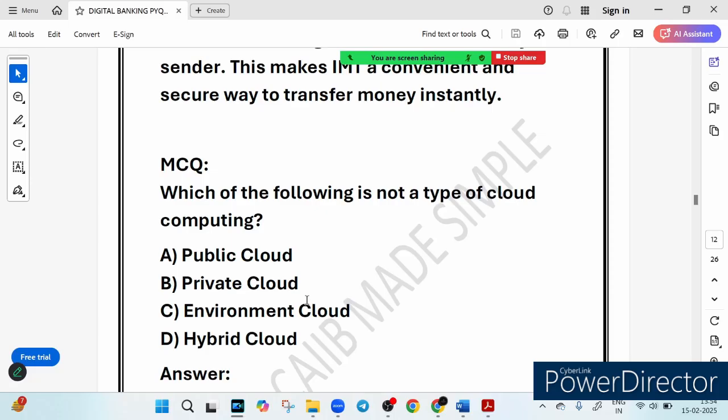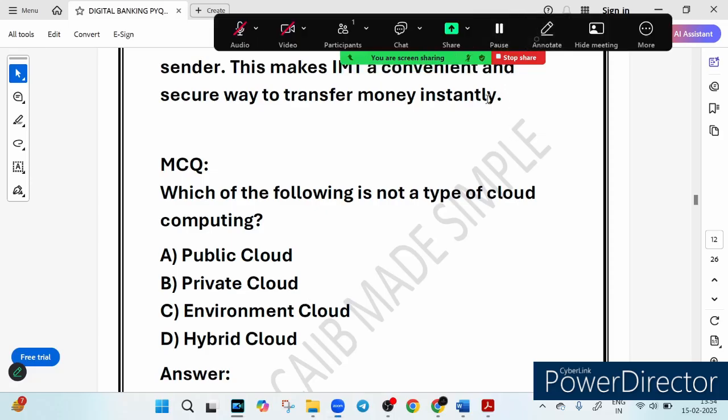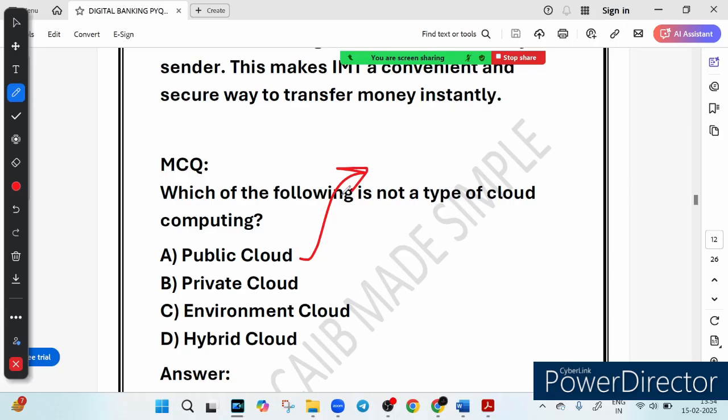By the end of this particular question, you will understand the different types of cloud computing in a fun and simple way, right? So let's go through each and every option one by one. The first option says public cloud, right? What is the public cloud? Let's make our concept clear. So it is a shared cloud service. Let me write down the key point. It is a shared cloud service, right?